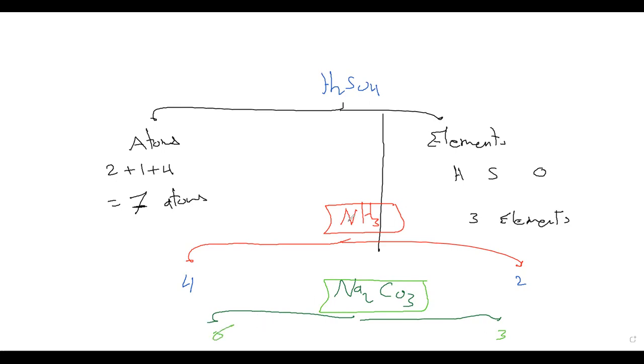Okay, so for NH3 we have 1 plus 3, which is 4 atoms. For Na2CO3 we have 2 plus 1 plus 3, so we have 6. The types of elements in NH3: nitrogen and hydrogen, 2. In Na2CO3: sodium, carbon, and oxygen, so we have 3. So there is a difference between atoms and elements.